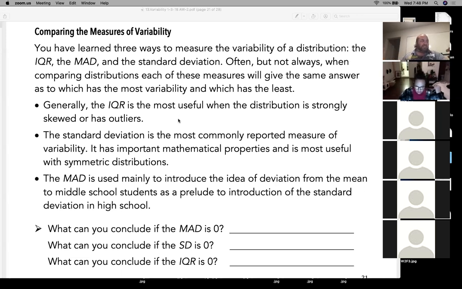What about if the standard deviation is 0? What does that tell you? Would it be that all the data points are 1 away from the mean? Nope. Look at the formula and tell me what has to be true if the standard deviation is actually equal to 0.